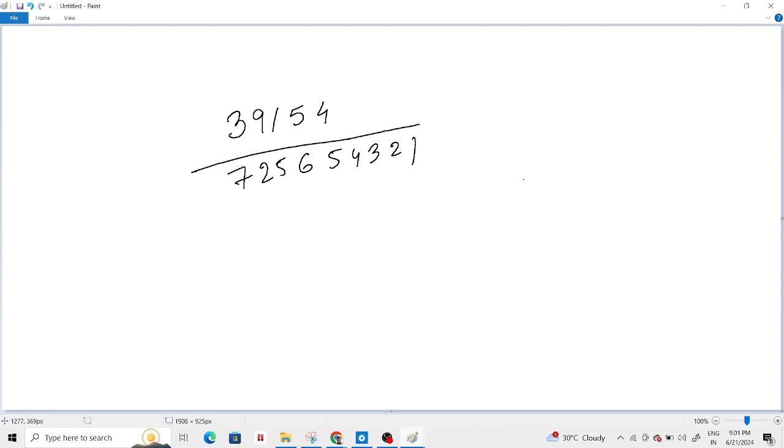0, point. Okay, I calculated: after the decimal, four 0s, then 539. Achha, so 0.000054 or 539. This is what you got?